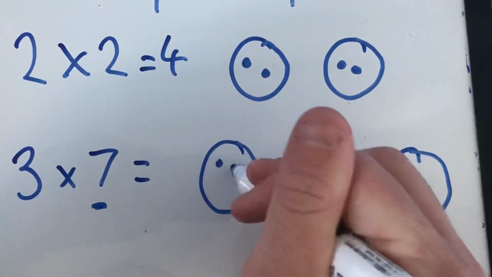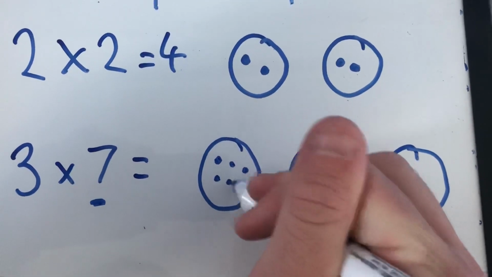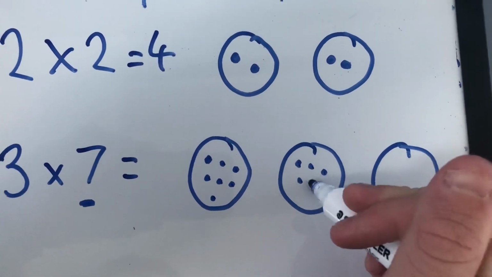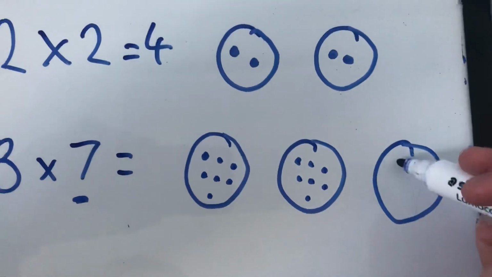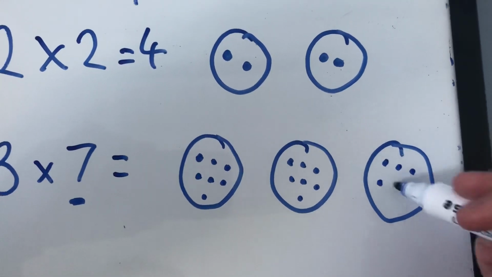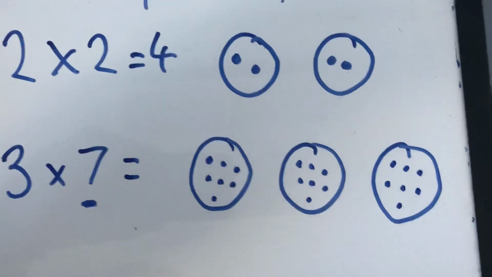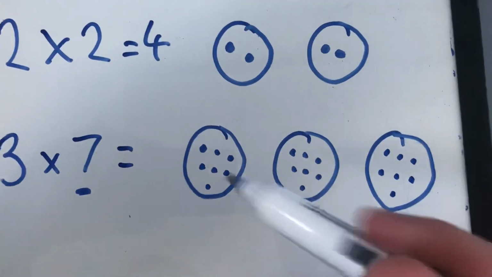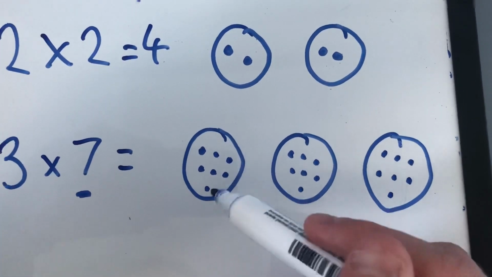So we would draw 1, 2, 3, 4, 5, 6, 7, and again 7 in each of the other two groups. Now that gives us the answer. And again, we could just count up every single little dot in there.